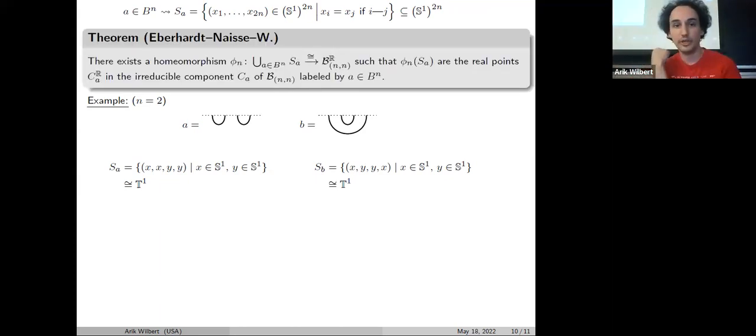Here's one of the results, which is also in the paper, and it's a key result in order to construct this algebra. To construct the algebra, we have to understand these real points in the irreducible components, and this is what the theorem does. I can look at all these crossingless matchings, construct the corresponding manifolds, which are very explicit, explicitly given submanifolds inside a product of S1s. I can take the union, and this is homeomorphic to the real points inside the Springer fiber.